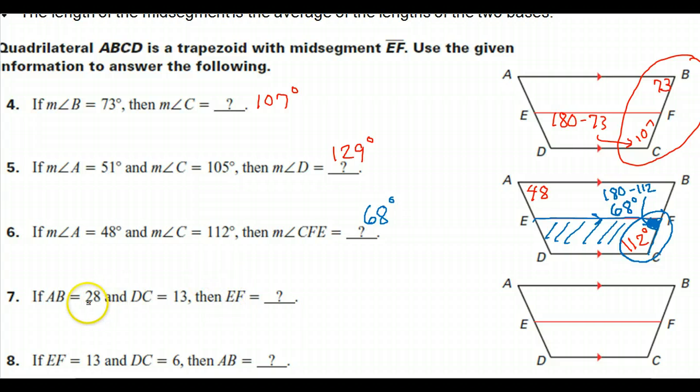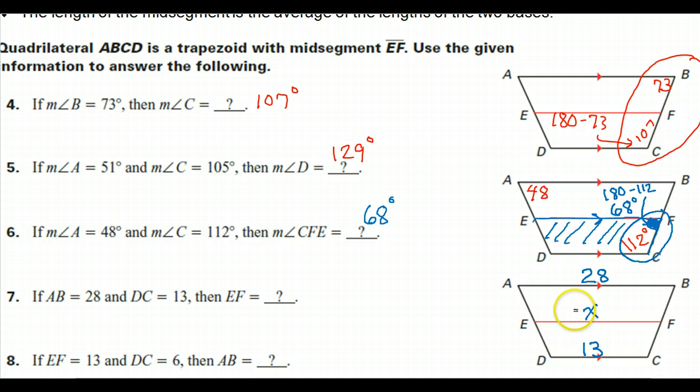Alright, let's do number 7. AB is 28, so this side up here is 28. DC is 13, so this side down here is 13. Find EF. Okay, let's call it X.